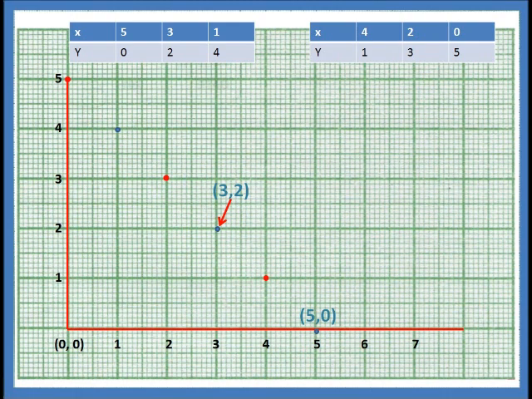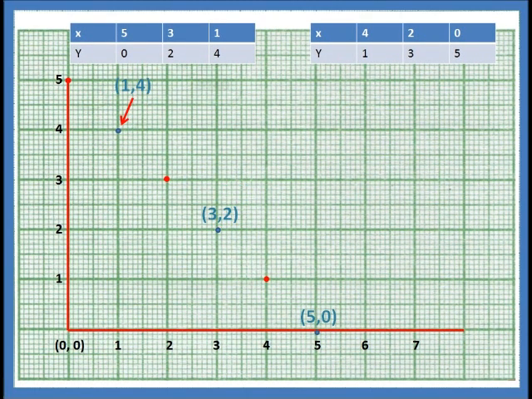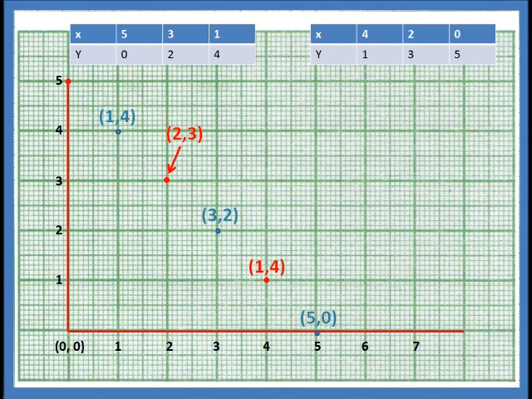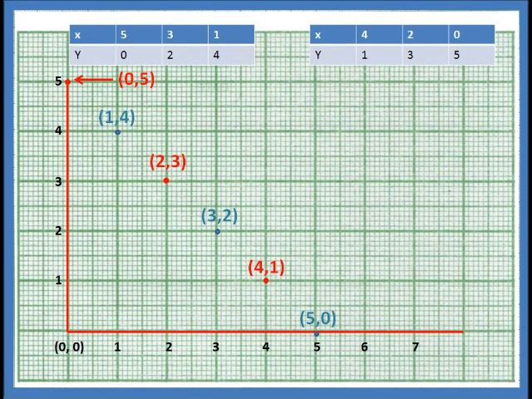This is the second point from the first table, (3, 2). This is the third point from the first table, (1, 4). This is the first point from the second table, (4, 1). This is the second point from the second table, (2, 3). This is the third point from the second table, (0, 5).